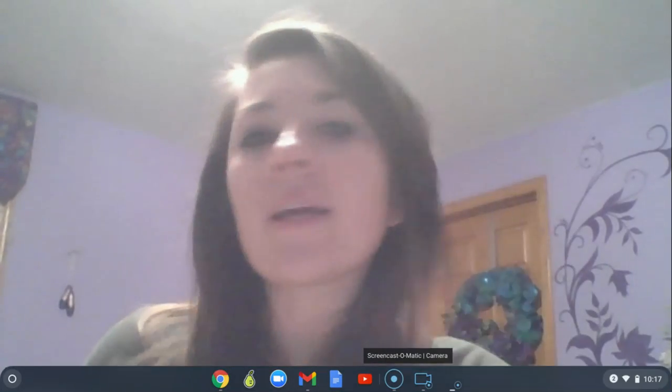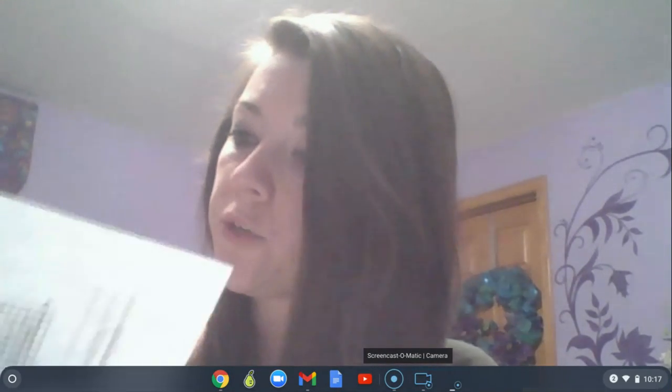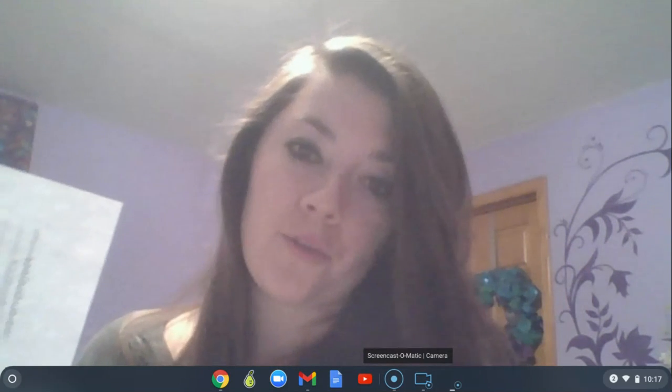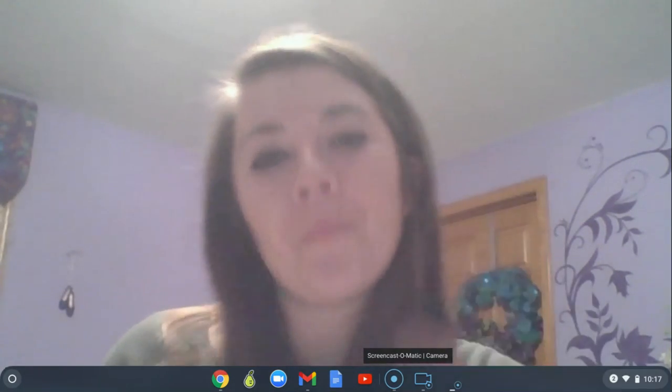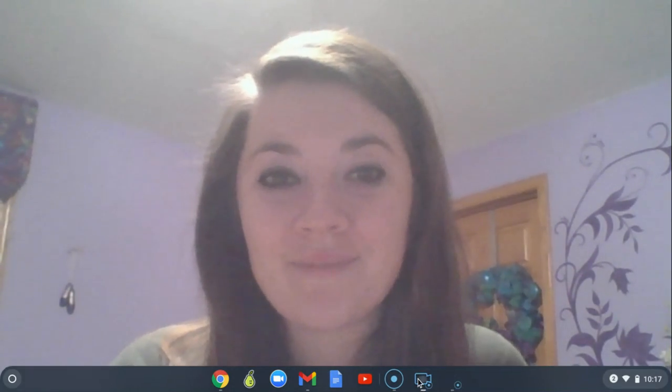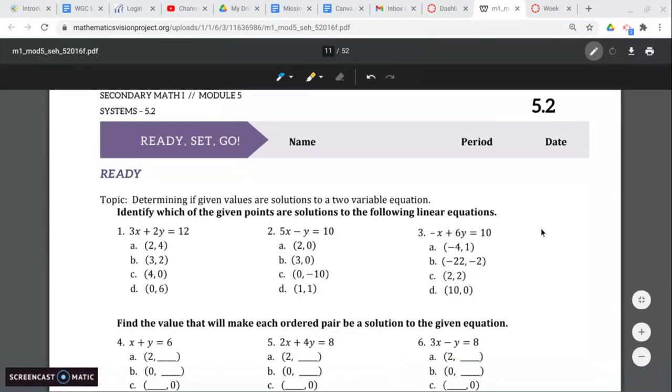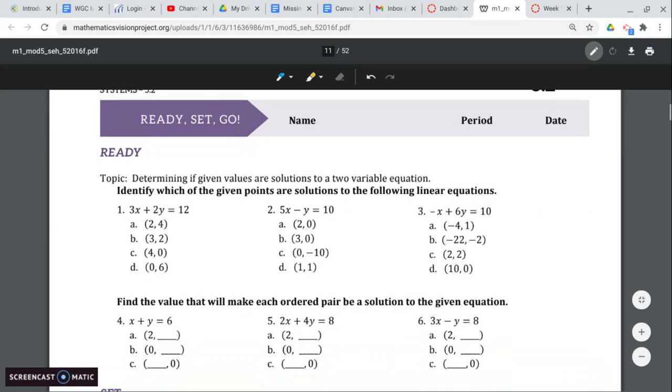Welcome back. So what we're looking at today is 5.2, too big or not too big? That is the question. So let's go ahead and jump right in. What we're looking at here is determining if the given values are solutions to a two-variable equation. Every single one of these equations has two variables in it. They are not put into y equals mx plus b form like we're used to when we have our two variable equations. Instead, they are in standard form.